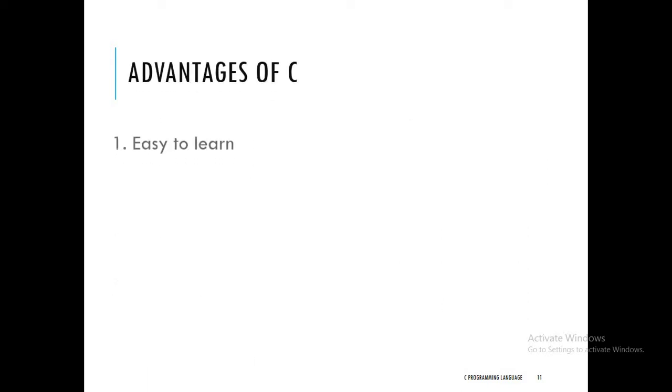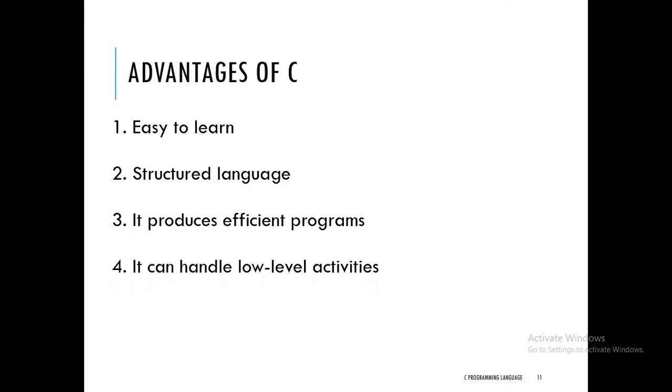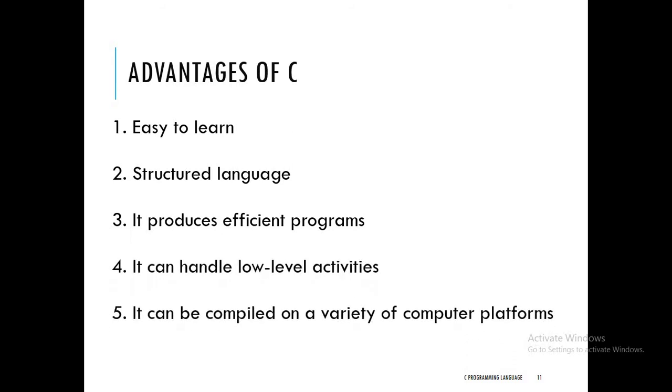What are the advantages of C? C became easy to learn. It's a structure-oriented programming language. C produces efficient programs. C can handle low-level activities. C can be compiled on a variety of computer platforms, which means C can be developed in one OS, so we can execute it in another OS also. So the C program we can execute in different kinds of OS. Next we are going to see facts about C.